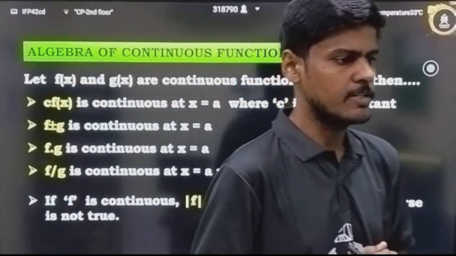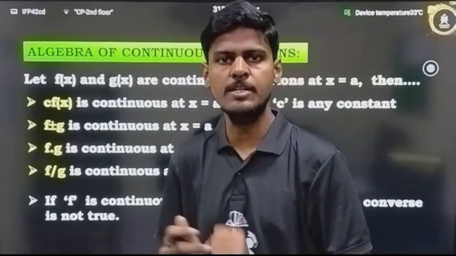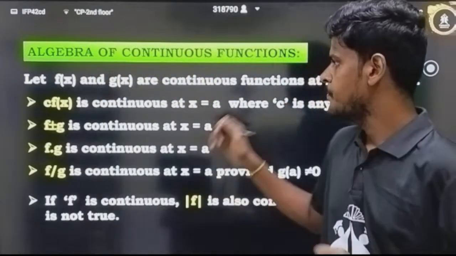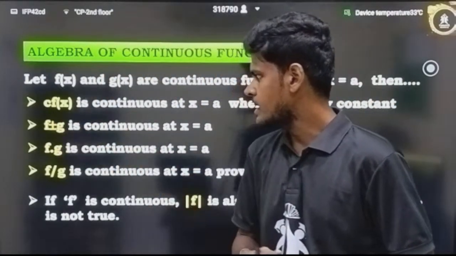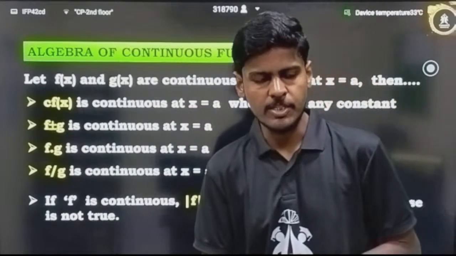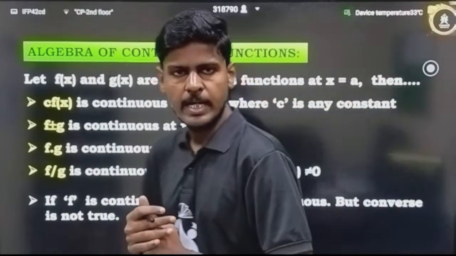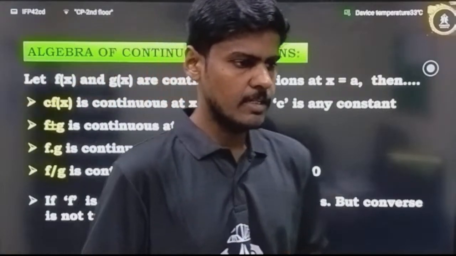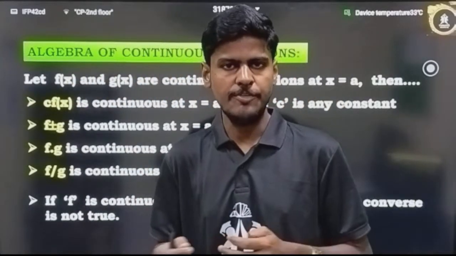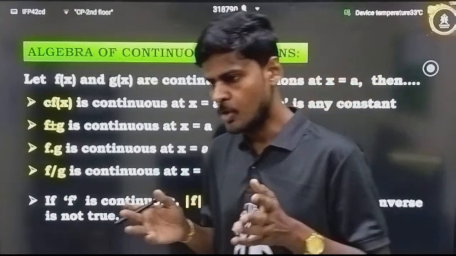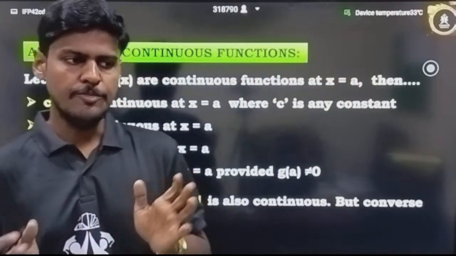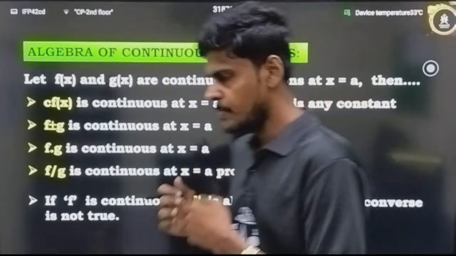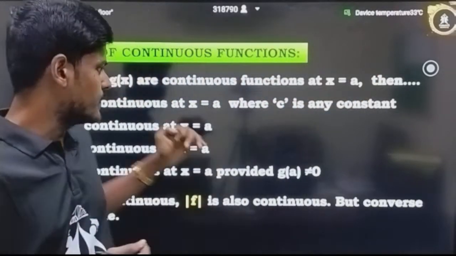First algebra of continuous function is if you multiply a continuous function with some scalar number, then that function will also be continuous. Second one, f plus or minus g is continuous at x equal to a. Since f and g are continuous, that means f plus g is also continuous. For example, we can take f of x equal to sin x, g of x equal to cos x. Then both are actually continuous functions. Then if we add sin x plus cos x or sin x minus cos x, that will also be a continuous function. That is what this property means.